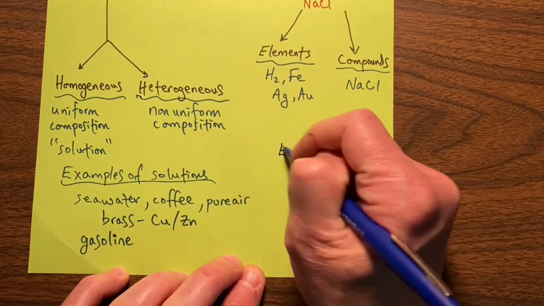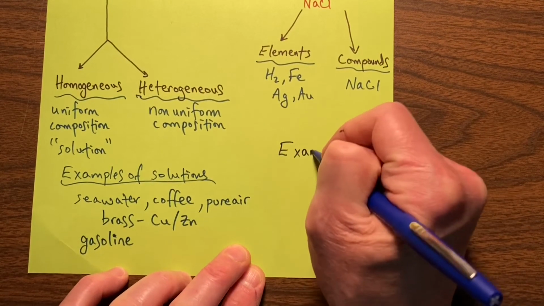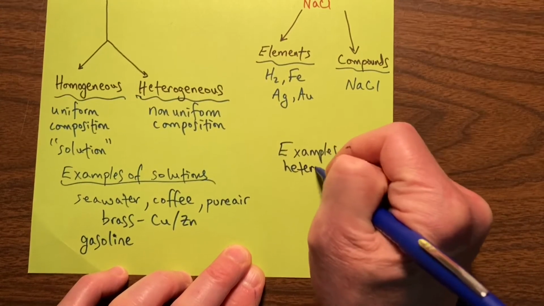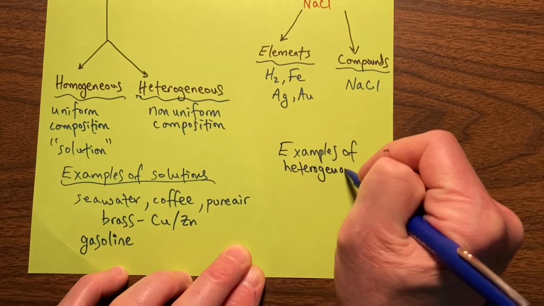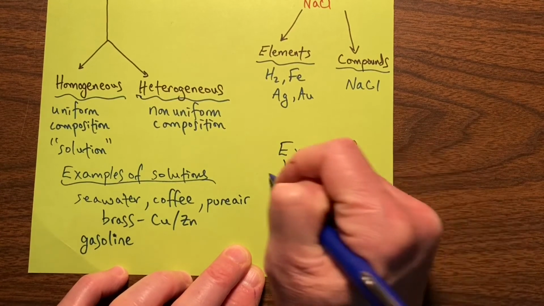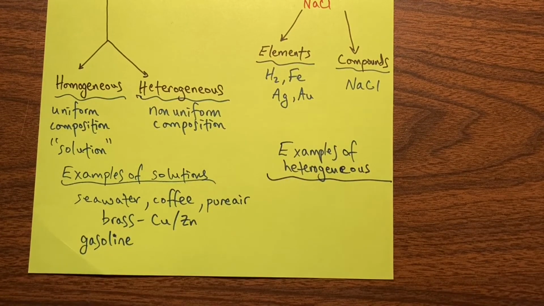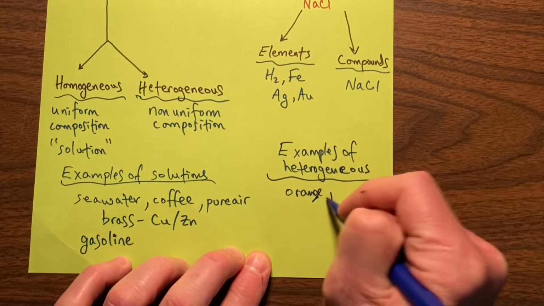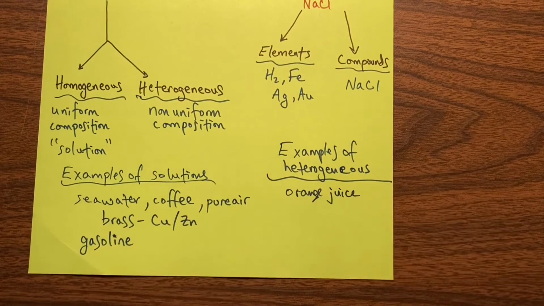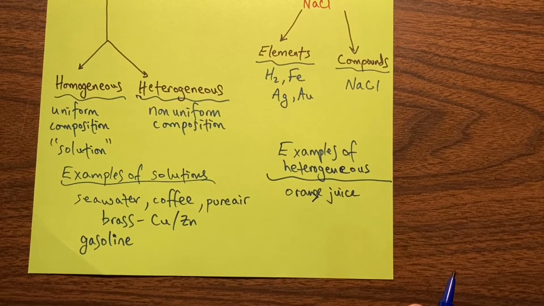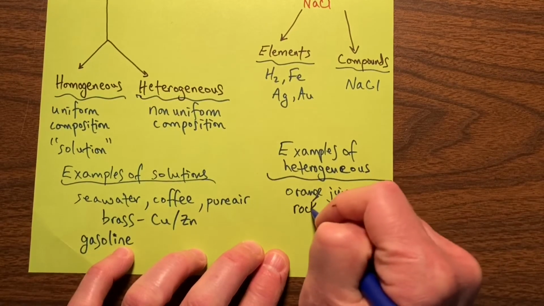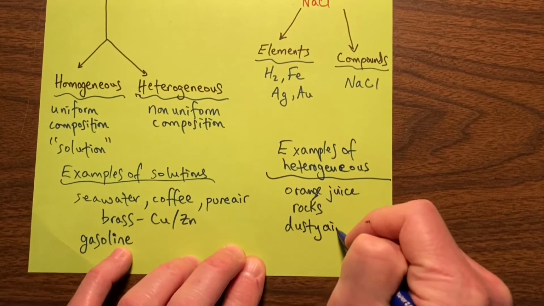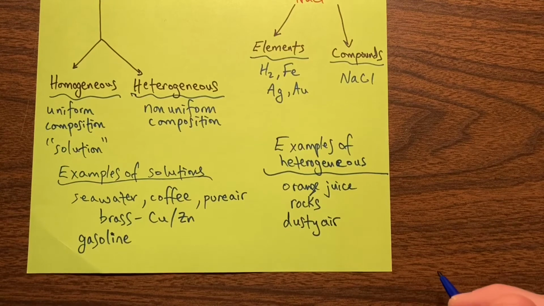What are some examples of heterogeneous mixtures? It's hard to spell with these pens. Examples of heterogeneous mixtures: orange juice. You can't see through orange juice, number one. Rocks. Dusty air is an example of a heterogeneous mixture.